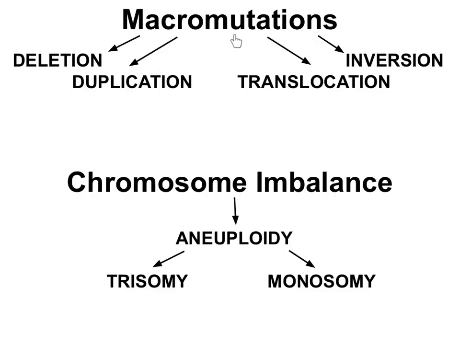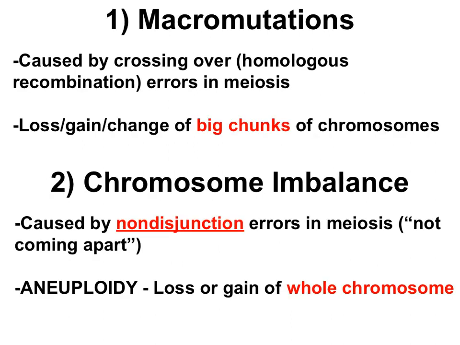I'll talk about macro mutations with a focus on these four types: deletion, duplication, translocation, and inversion. Then I'll talk about chromosome imbalance, which is also called aneuploidy. Aneuploidy can be trisomy or monosomy. We'll use Down syndrome, trisomy 21, as an illustrative example of how this works.